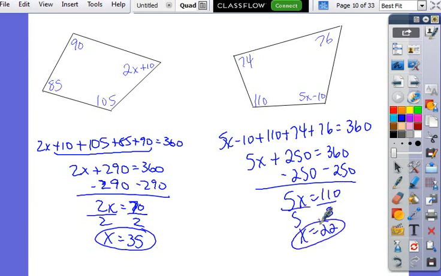All right, now what if it did this? Said, okay, well, x is 22. Well, I want to know what the angle is. What would I need to do then? 5 times 22 minus 10. If I wanted to find out what this angle was, all I'd have to do is plug in that 22. 5 times 22 minus the 10, and you'd have your angle.